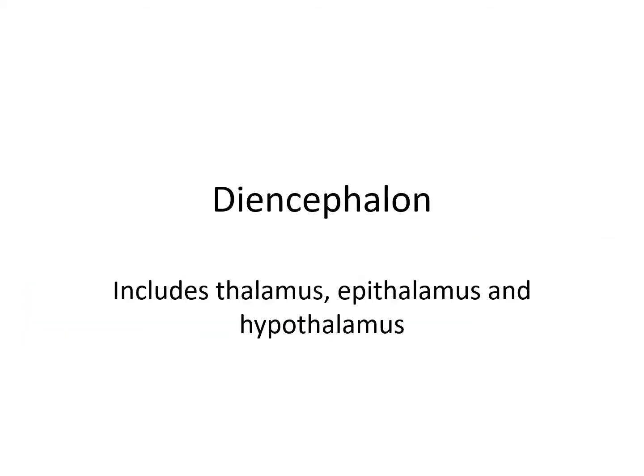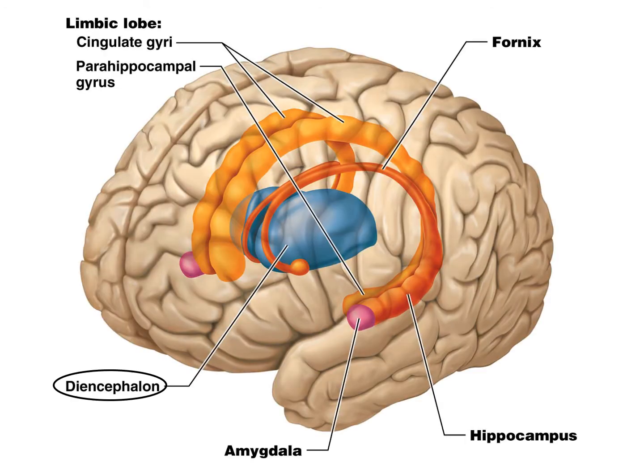Okay, now let's move on to the diencephalon again. The diencephalon includes the thalamus, the epithalamus, and the hypothalamus. So in this picture of the brain, we see the diencephalon, and remember we said it's sort of like this little peach pit in the center of the brain of everything. And so this is what we're going to be discussing right now.